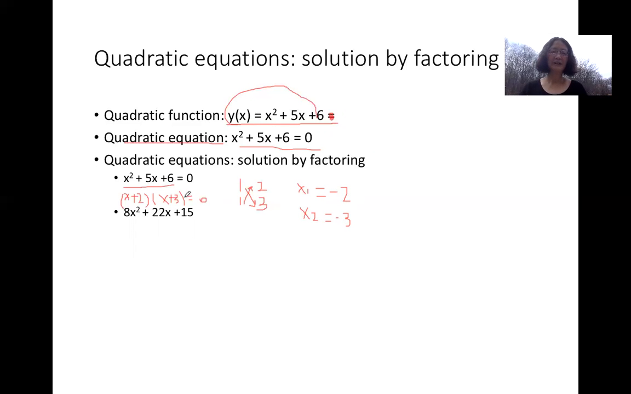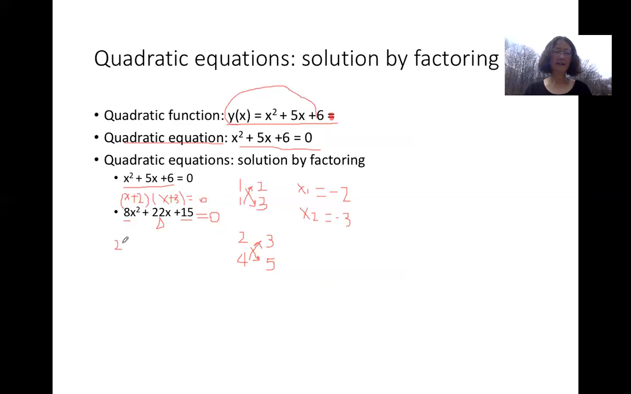Okay. So let's look at the other example. Solve the quadratic equation. This is the equation, equal to 0. So similarly, we can try. 8 can be expressed by 2 times 4 equal to 8. And 15, 3 times 5 equal to 15. And then when you cross multiply, 2 times 5 plus 4 times 3, it happened to be 22. So this arrangement is successful.